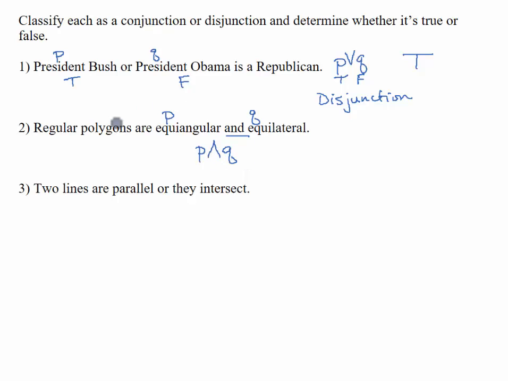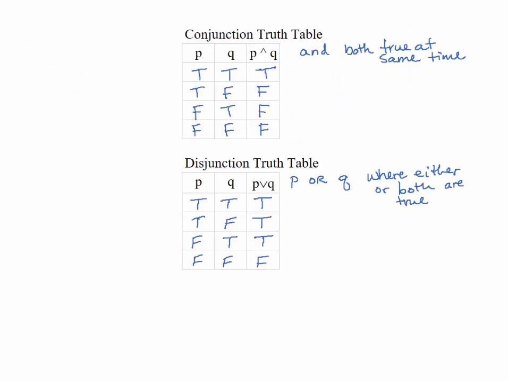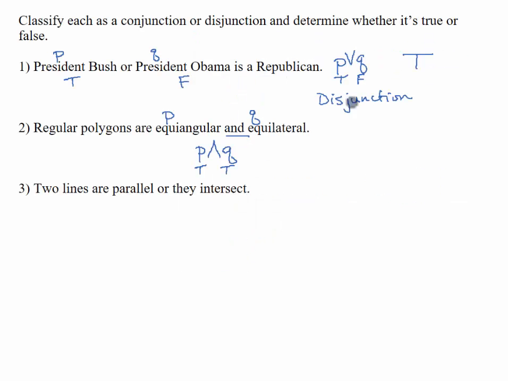So now think back. Regular polygons are equiangular. Is that true? That is true. Regular polygons are equilateral. Is that true? It is true. So now let's look back to our conjunction truth table. If both P and Q are true, P and Q, the conjunction, is also true. Okay?